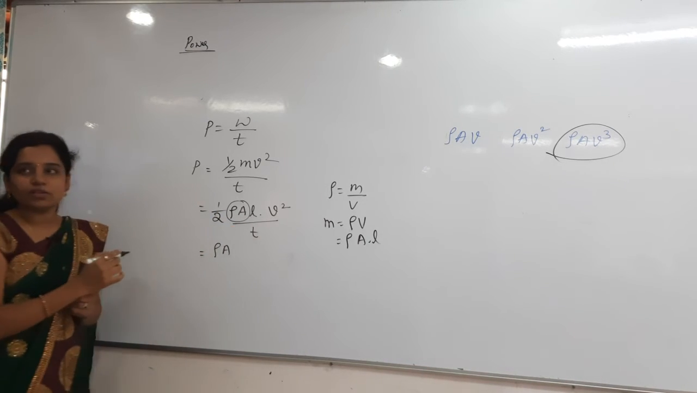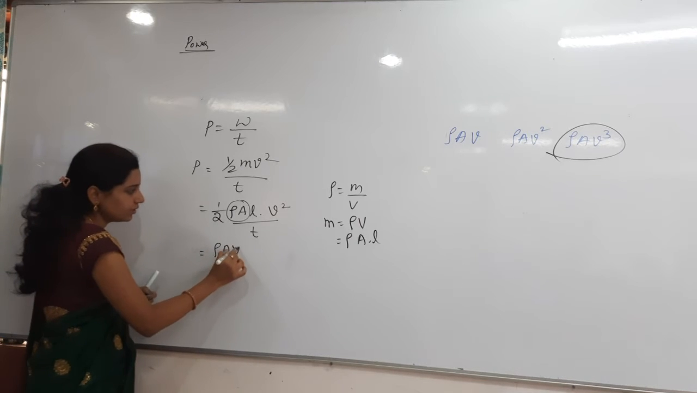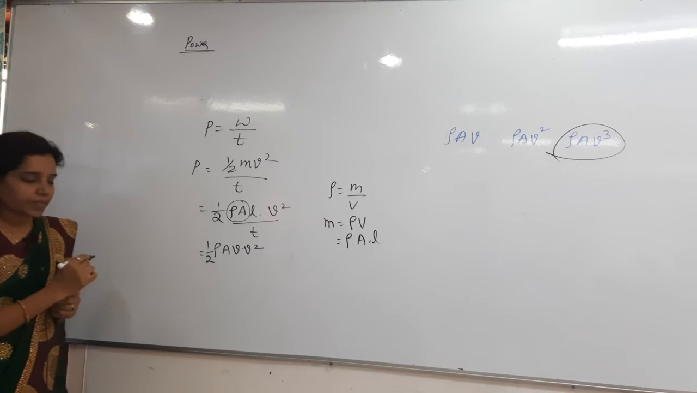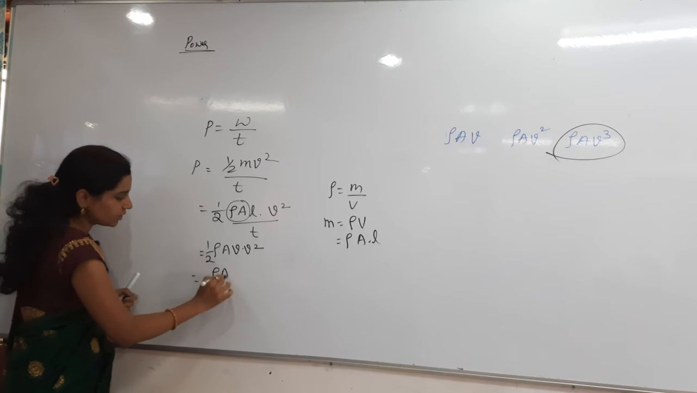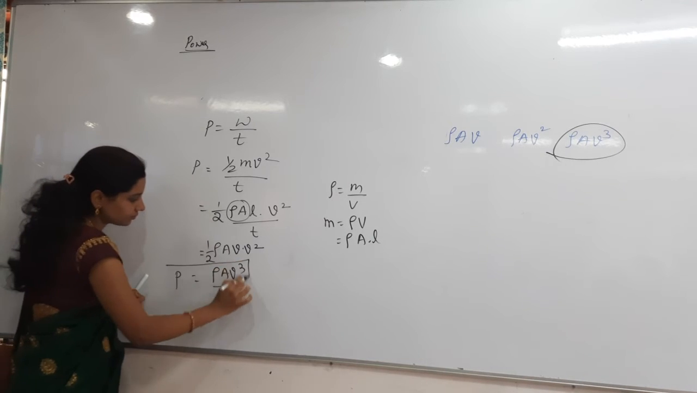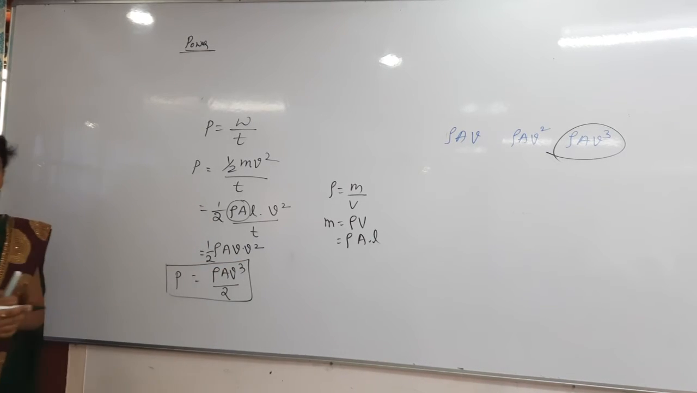L by T is nothing but velocity V, and then this is V square. This half is there of course. Then here what I can write? Rho A V cube divided by 2, that is the power. That will be directly proportional to rho A V cube, that is changing as rho A into V cube. That's it, no? Anything else?